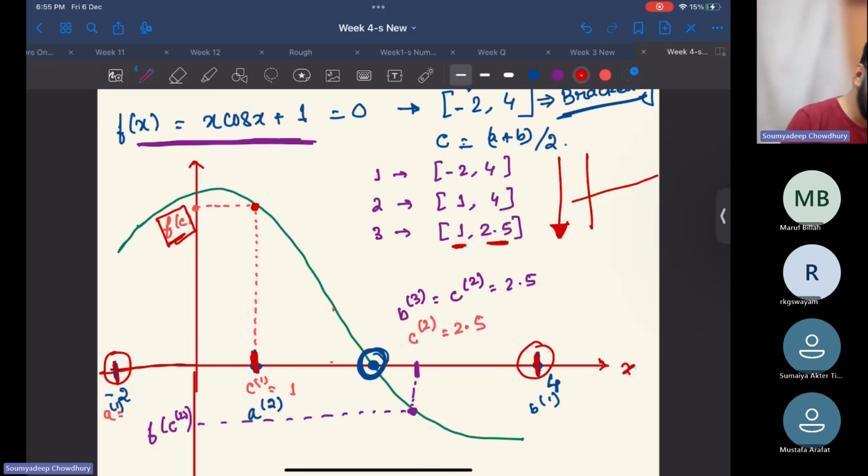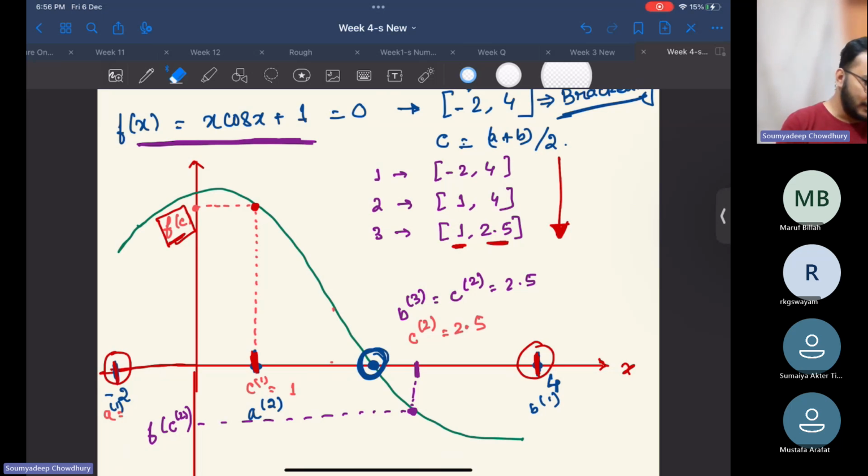You have a graph like this, and suppose this is my root point. So what will happen before and after this root point of this function? Either before the root it was positive, and then after the root it turned negative, or before the root it was negative and after the root it is positive. So at the point of intersection, at the root point, your function has to change sign.